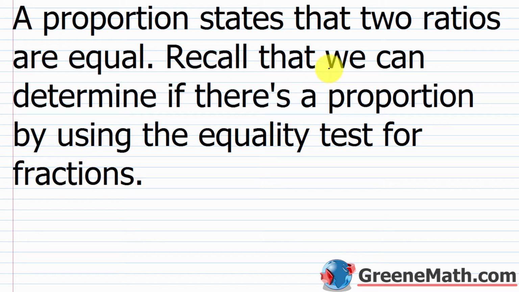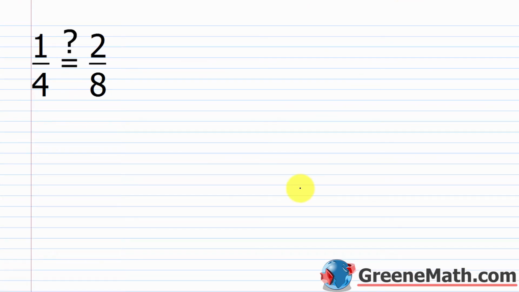So I want you to recall that we can determine if there's a proportion by using the equality test for fractions. How do we do the equality test for fractions? It's very, very simple. I take the denominator of one fraction and I multiply it by the numerator of the other. So 4 times 2 is 8, and I look at that value. I then take the denominator of the other fraction and I multiply it by the numerator of the other fraction. 8 times 1 is 8.